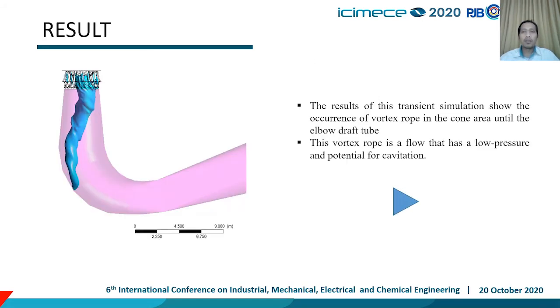Vortex rope observation was performed using the isosurface method on the fluid vapor pressure value in the draft tube domain. The result of this transient simulation shows the occurrence of vortex rope in the cone area until the elbow of the draft tube. This vortex rope is a flow that has low pressure and potential for cavitation. I will show an animation of vortex rope at 40% load operating condition.